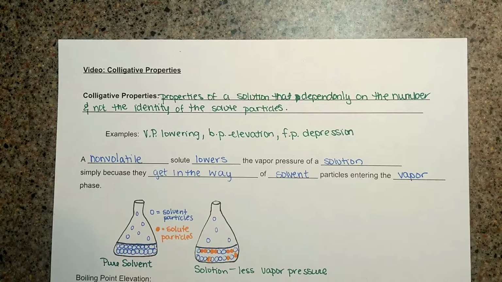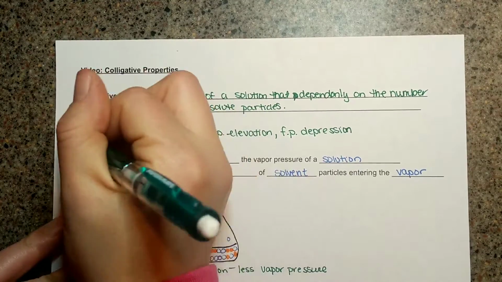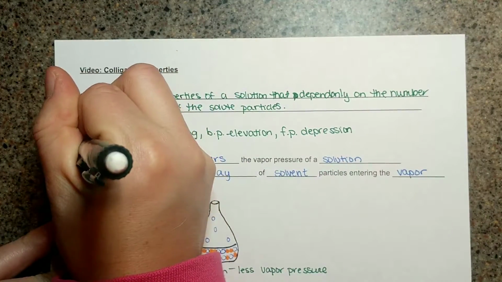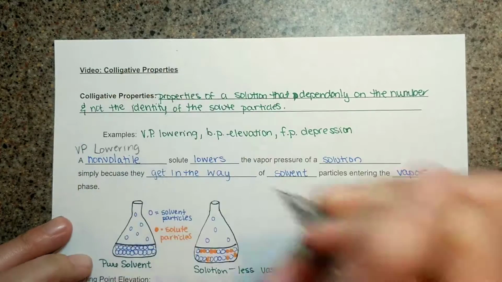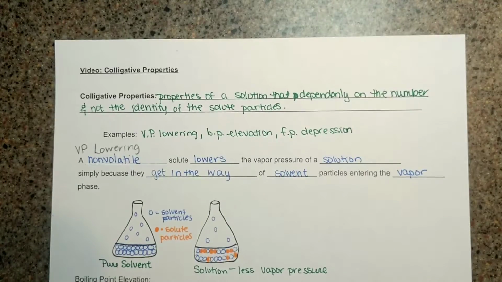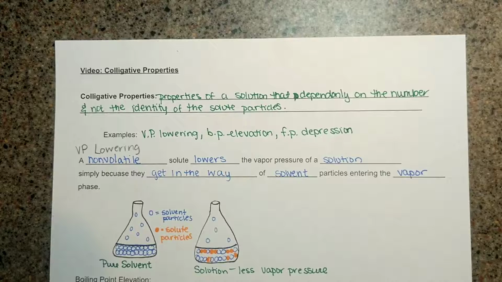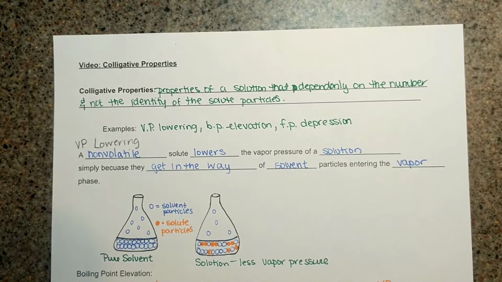So in vapor pressure lowering, a non-volatile solute lowers the vapor pressure of a solution simply because they get in the way of the solvent particles entering the vapor phase. So we can see this in the illustration here.